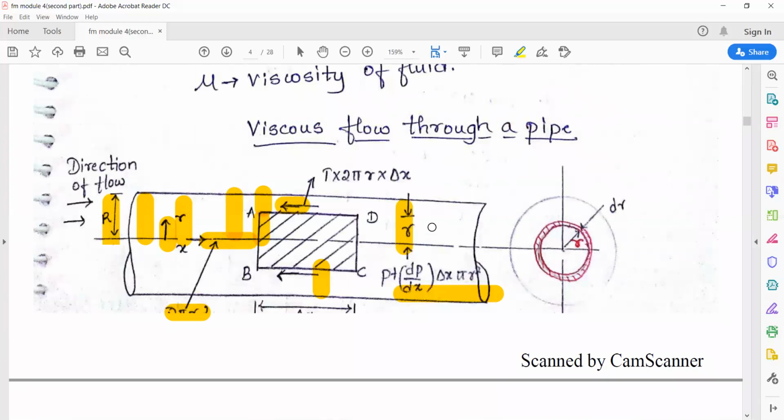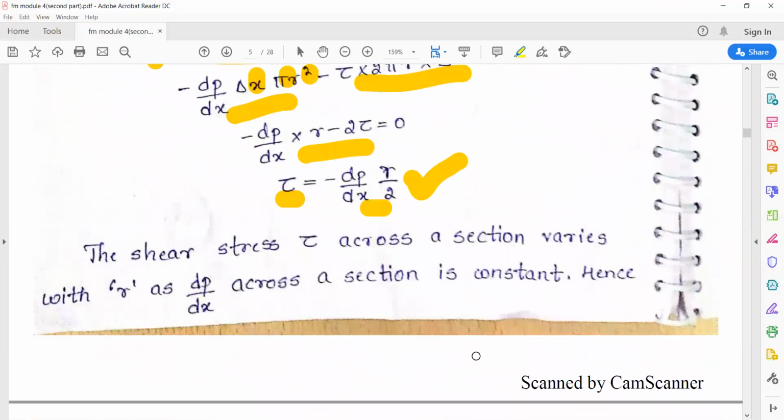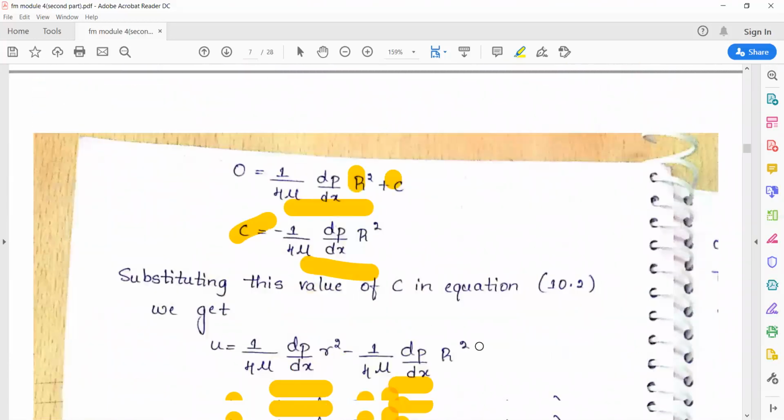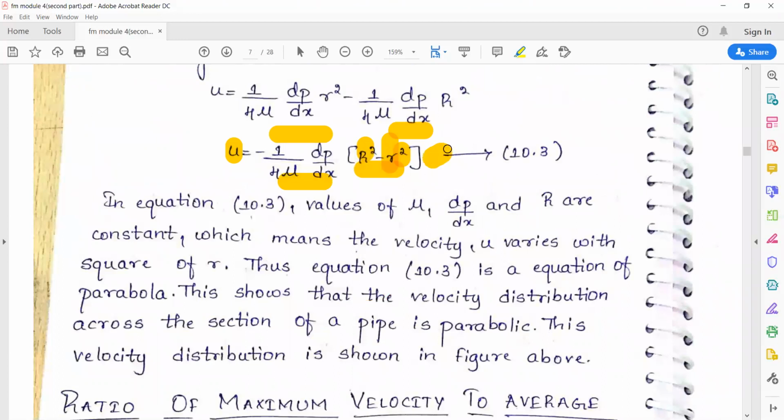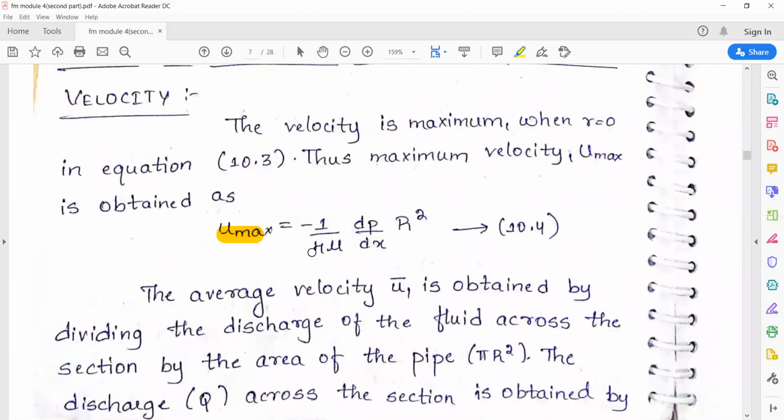So in the diagram you can see, when this small r becomes 0, that becomes the center of the pipe. At the center of the pipe, fluid flows with maximum velocity. That's why u becomes u max. So in this expression, small r should become 0, then u becomes u max. So that is what I have done here: u max is equal to minus 1 by 4 mu into dp by dx into capital R square minus 0, I mean small r square is 0. So we got the expression for maximum velocity.